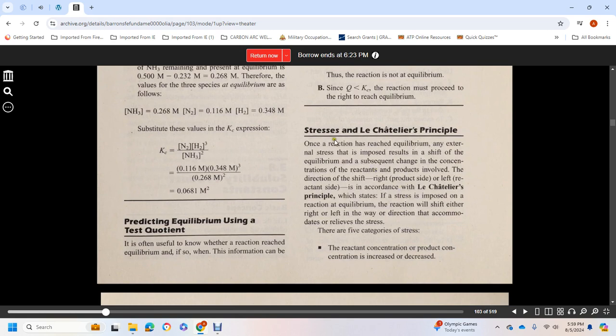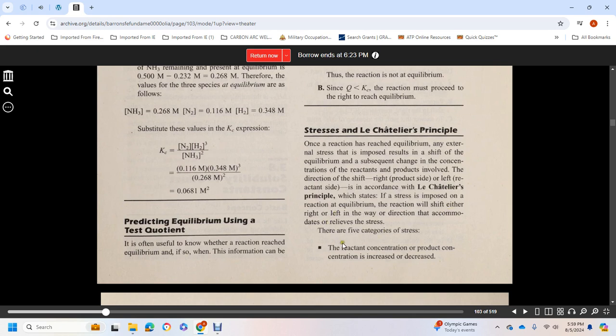Alright, stress. Le Chatelier's principle: when a reaction at equilibrium is subjected to an external stress, the result is a shift of the equilibrium and a subsequent change in the concentrations of reactants and products, with the direction of shift being to the right, the product side, or to the left, the reactant side. Le Chatelier's principle states that when stress is imposed on a reaction at equilibrium, the reaction will shift either to the right or left, in the direction that accommodates the relief of the stress.